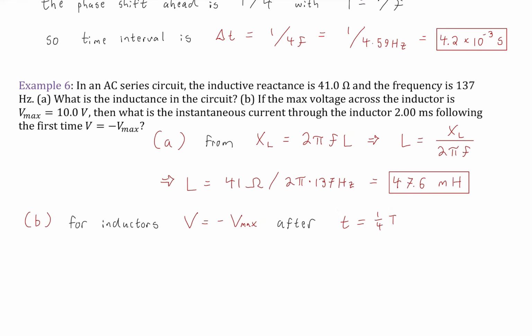Okay, so 1/4 of a period. And refer back to the graphs to see when that happens, okay? So 1/4 of a period after time equals 0 is the first time that V equals negative Vmax, okay?